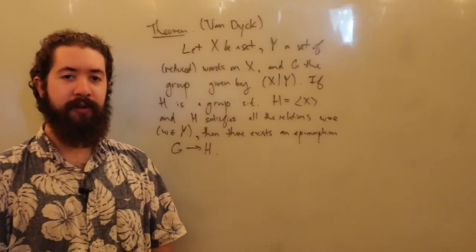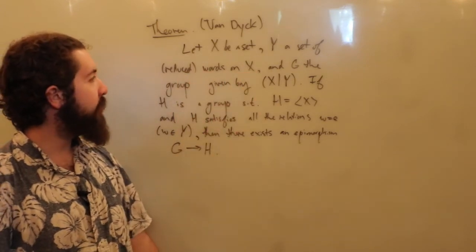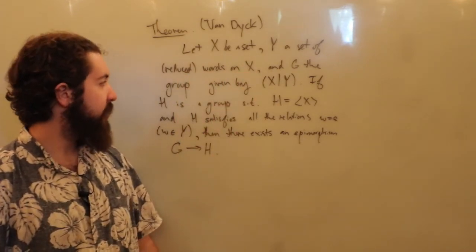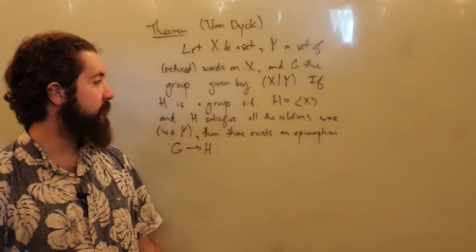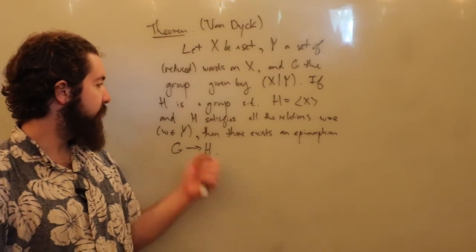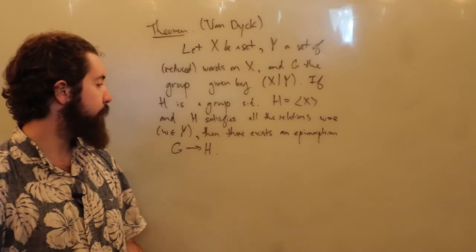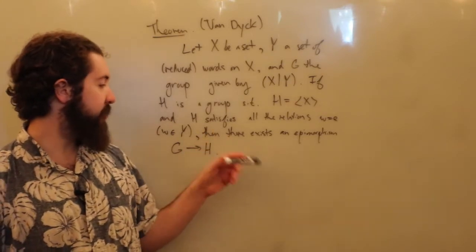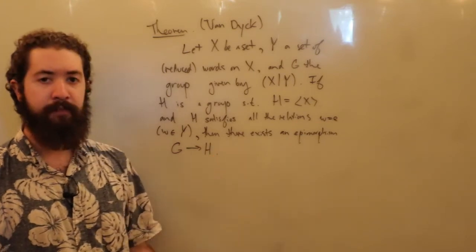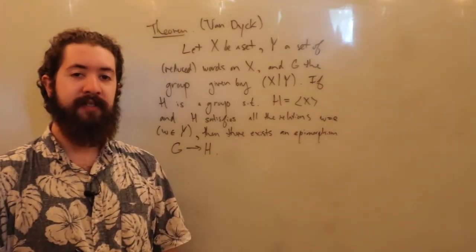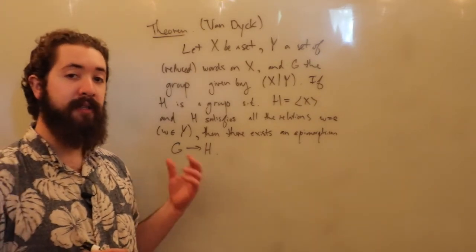All right, now an important theorem. Let X be a set, and let Y be a set of reduced words on X, and G the group given by the generators X and relations Y, defined by that presentation. If H is any group such that H is also generated by X, and H satisfies all the relations in Y, then there exists an epimorphism from G to H. So this theorem is going to give us the information we needed to talk about the intermediate case, which came up in the last example.